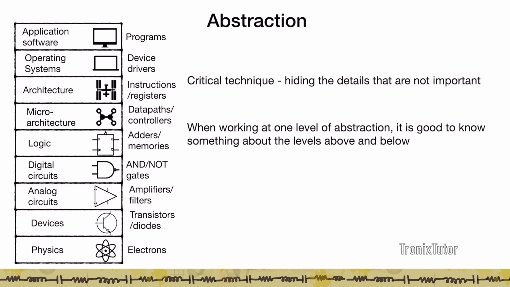Now, when you're working at one level of abstraction, say if you're working at the digital circuit level, it's good to know something about the levels above and below. And the reason being is that changes at either levels tend to impact what you're designing, right? So while you might be proficient in digital circuits, it's a good idea to know what do you do at the logic and the architecture level, even up to the operating systems level, as well as know how to build devices and what its impact would be on your performance.